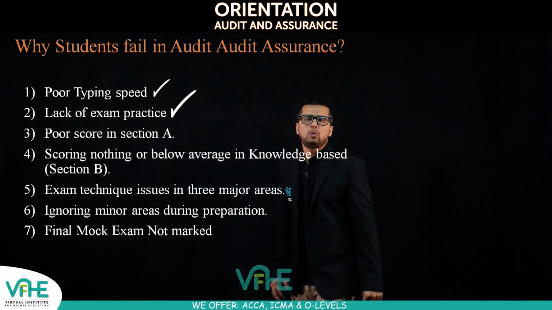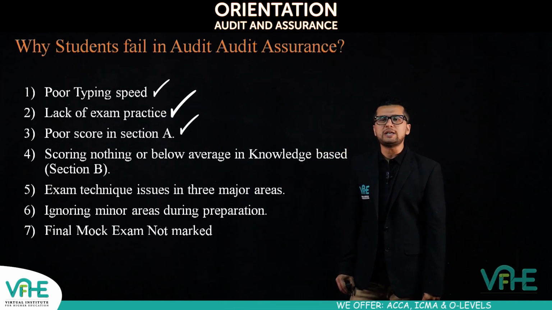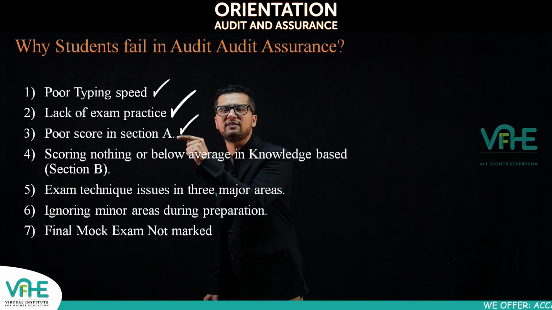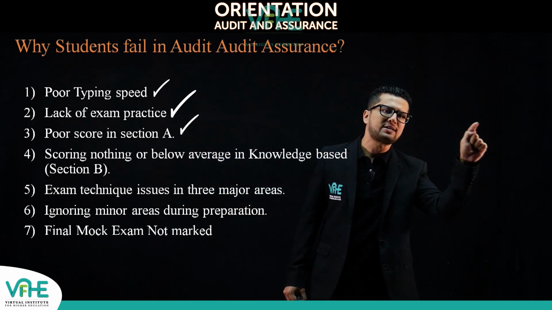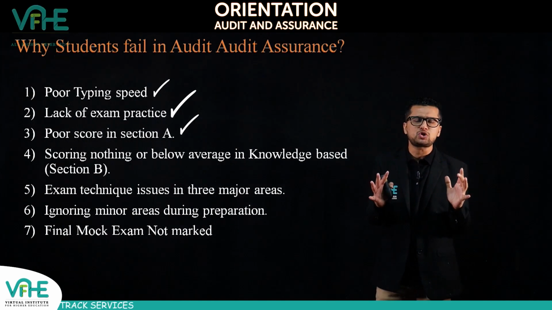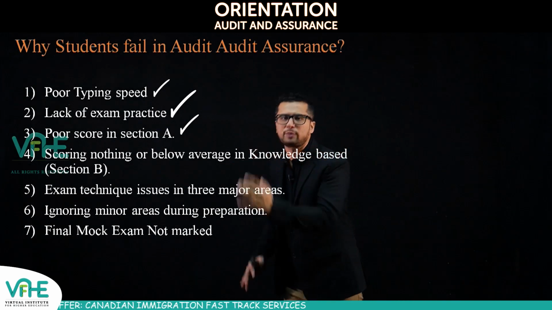The third reason why students generally fail this paper is that they normally do not score good enough marks in Section A. If you want to pass this paper, you have got to score well in it. The minimum criterion should be 20 marks out of 30, but ideally 24 or more should be your target.